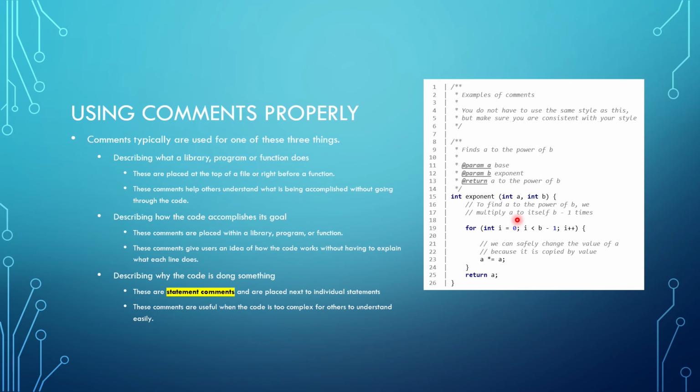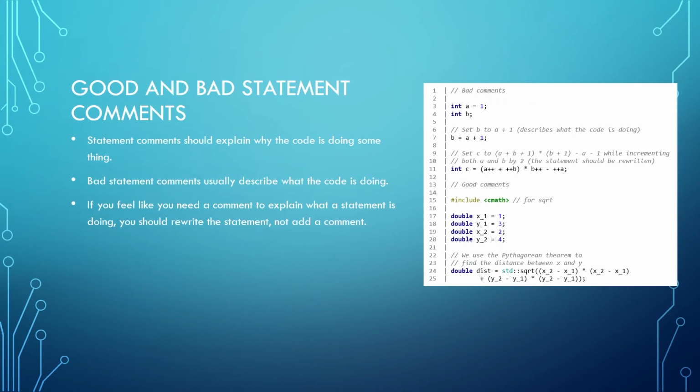And the last type is called a statement comment, and these are placed next to individual statements, like this comment right here. These are useful when the code is too complex for others to understand easily. Like over here, this comment explains why we're using this particular statement. Statement comments should explain why the code is doing something. Bad statement comments usually describe what the code is doing and not why. So if you feel like you need a comment to explain what a statement is doing, you should rewrite the statement and not add a comment.